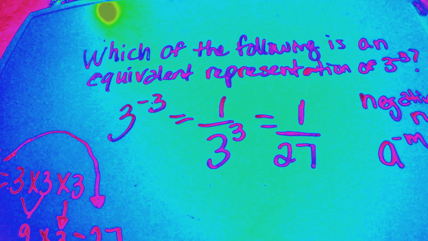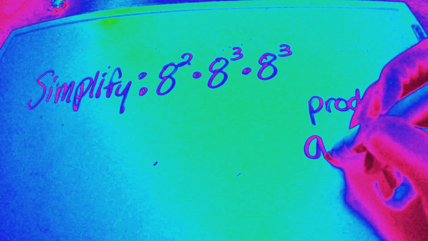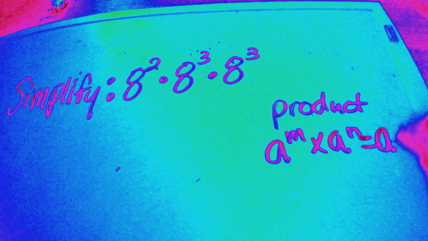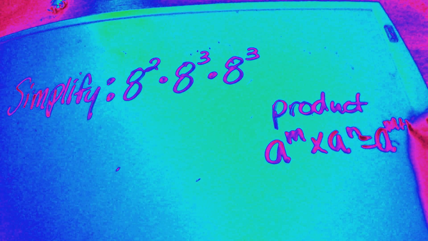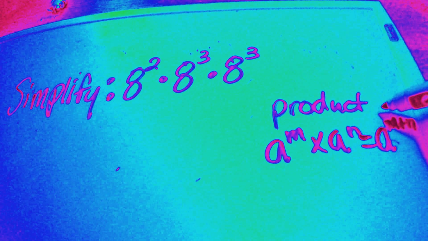Alright, number 9 was simplify 8 to the second power times 8 to the third power times 8 to the third power. This is what? The product rule, and the product rule says what? You have a to the m power times a to the n power, and you must add the exponents: a to the m plus n. So that's what we have to do. We have to add our exponents.